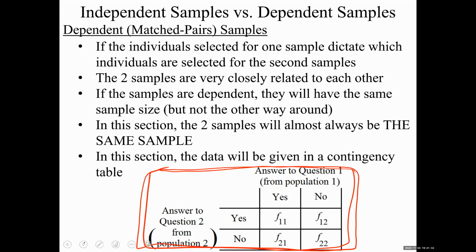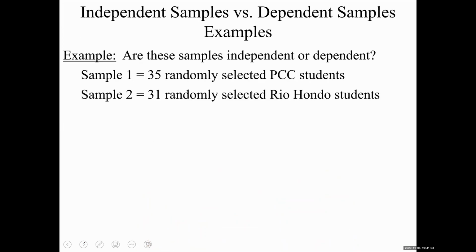Okay, let's move on. I'm just going to give you a few examples here, and I want you to tell me if the samples are independent or dependent. Sample 1 is 35 randomly selected PCC students, and sample 2 is 31 randomly selected Rio Hano students. Are these samples independent or dependent? What do you think? Independent. They're independent, yes.